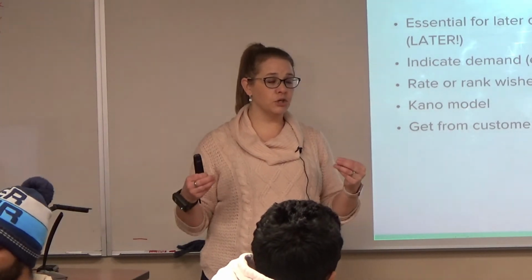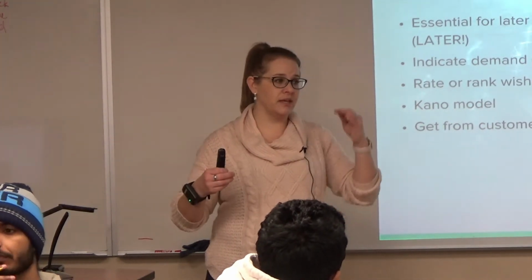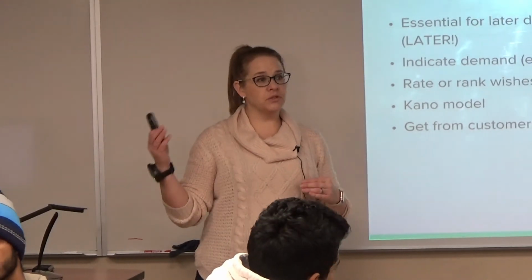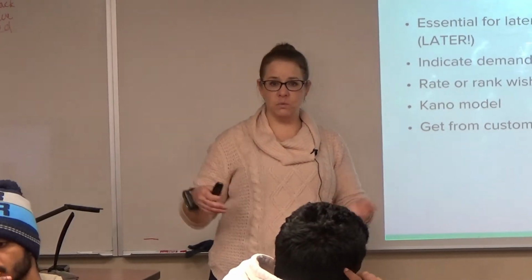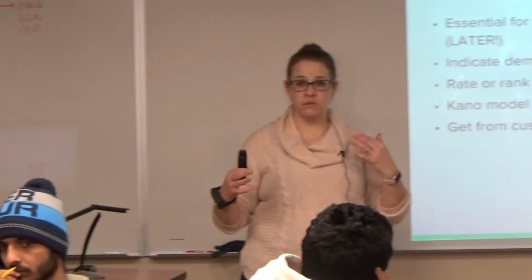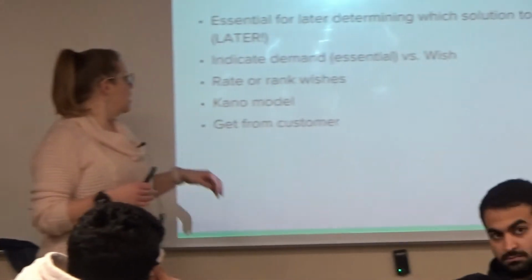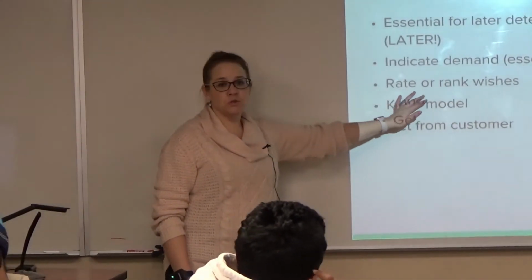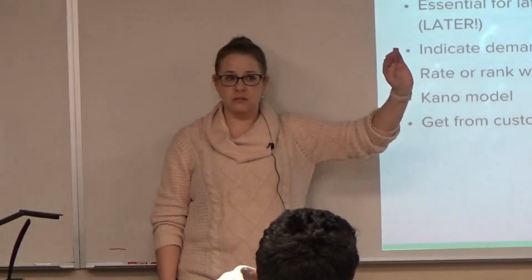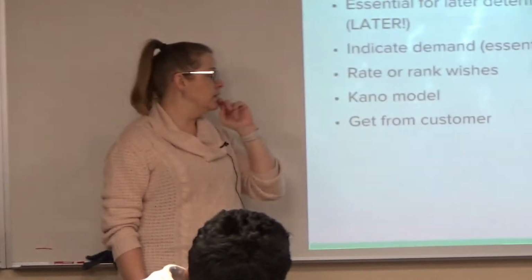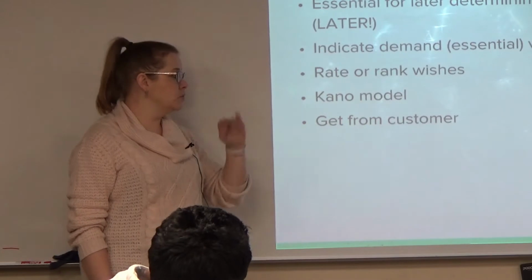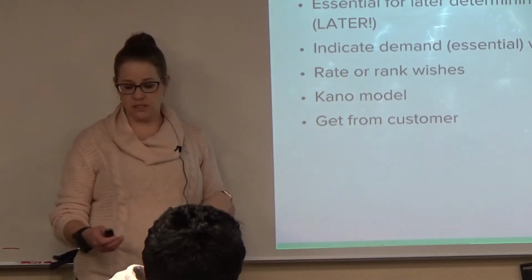You can have that kind of requirement, and you can have one that has a scale. So it's 1 through 10. Like 10 is the most important, 1 is the least important. So you can have both of those types. You can have your customer rank their wishes. That would be a good way to get that in there. You can use a Kano model, we'll talk about that later, or get it from your customer.